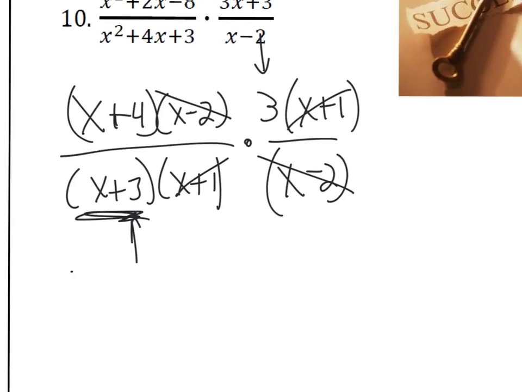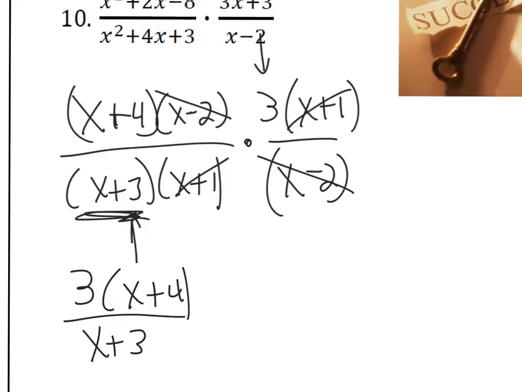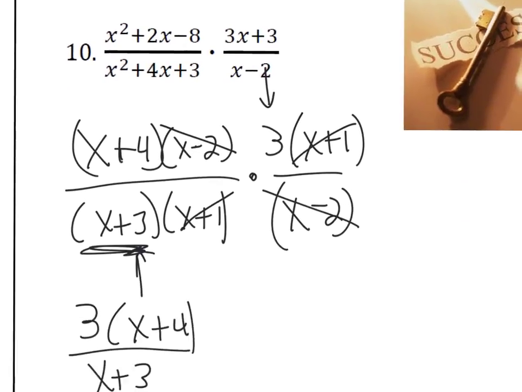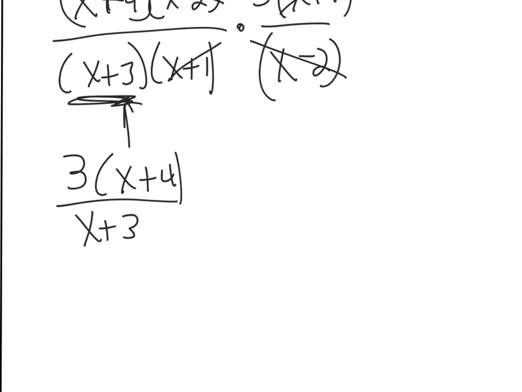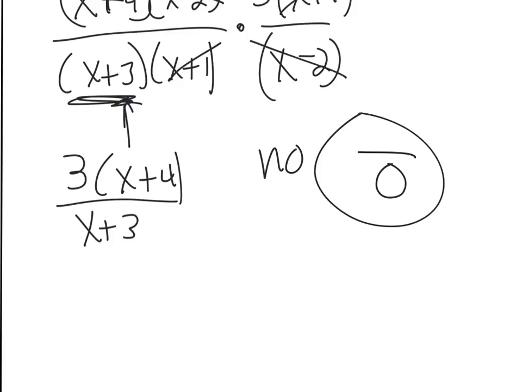All I'm left with is 3, x plus 4, x plus 3 on the bottom. Now, one thing that I haven't mentioned, and it's going to become pretty important, is these are all rational expressions, but they're also fractions, and in fractions, I can never have anything divided by 0. Cannot do that.